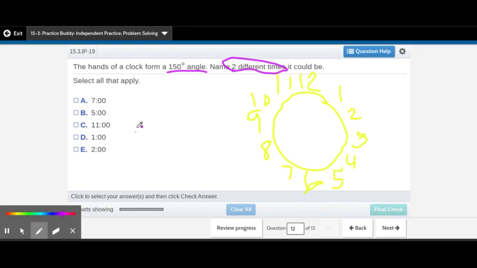So again, there are 360 degrees in a circle. So I'm going to start that. And then I know I'm going to divide it by however many hours there are in the clock. How many hours is it? It goes from 1 all the way to 12. So I'm dividing by 12.